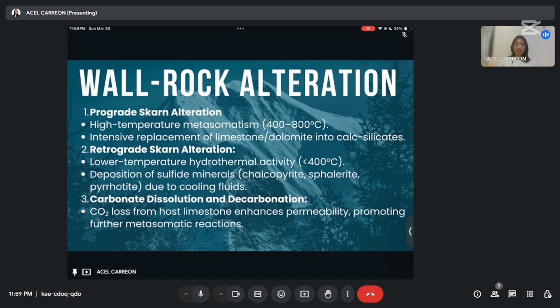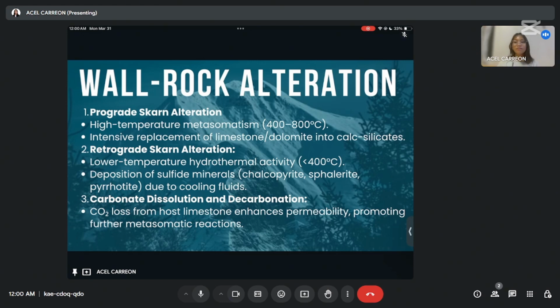The next alteration is the retrograde skarn alteration, where it occurs at lower temperature of hydrothermal activity, which occurs at less than 400 degrees Celsius, and it is where the formation of epidote, chlorite, and actinolite, amphibole and cerussite occurs. It is also where the deposition of sulfide minerals occurs due to cooling fluid.